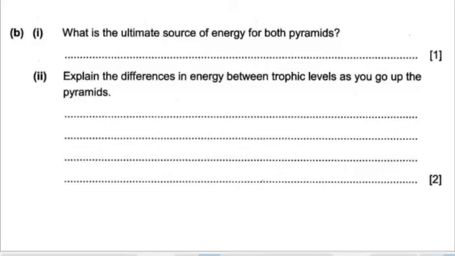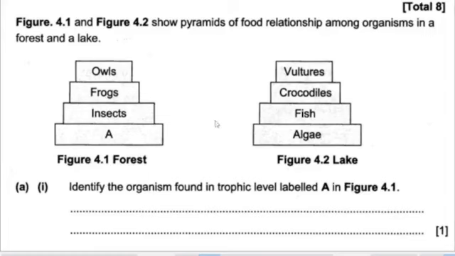So we now come to our question B, where we have question B1 and question B2. Start with question B1. What is the ultimate source of energy for both pyramids? So you can see that we have two pyramids right here. They want us to identify the source of energy for these two pyramids.